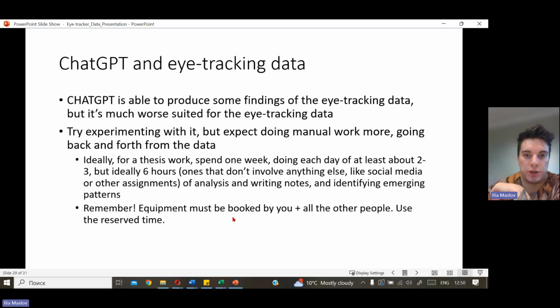For eye tracking, it's not working, not very good. I tried testing it, but some results need to be more careful. So prefer manual work, but you can experiment with this. But again, try to prove it.